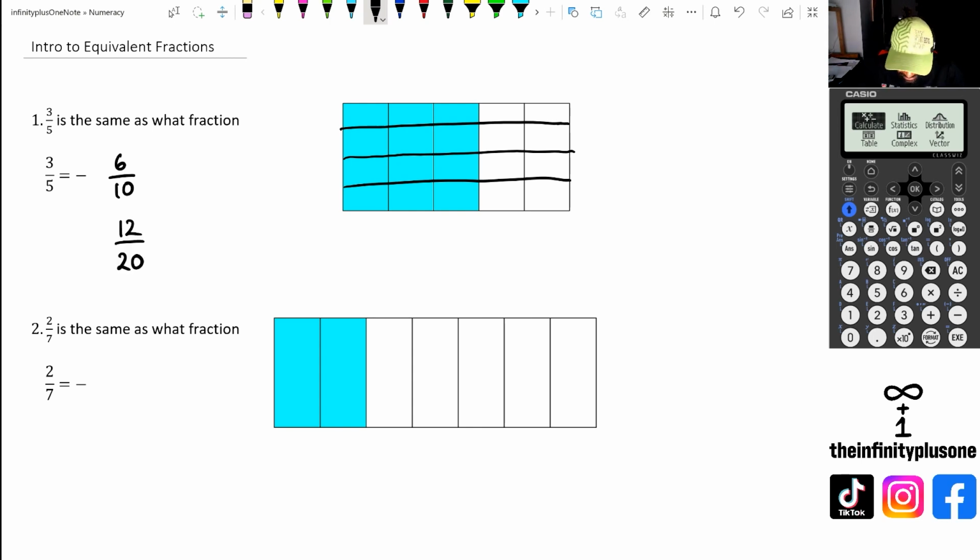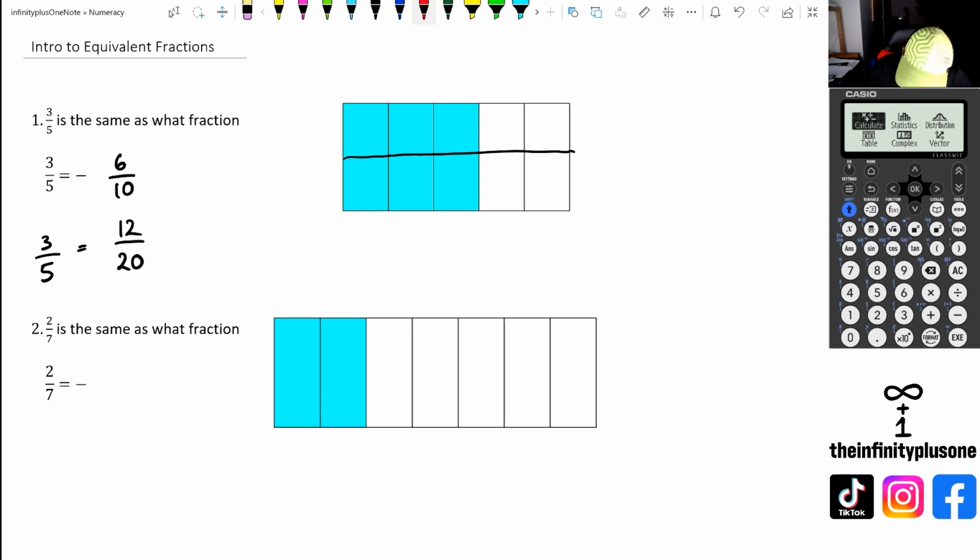Now think about it like this. If I look at 3 over 5, it's the same thing as saying 12 over 20, or it's the same thing as saying 6 over 10. Now let's look at the first one here. When I put one line, I kind of divided that by 2.